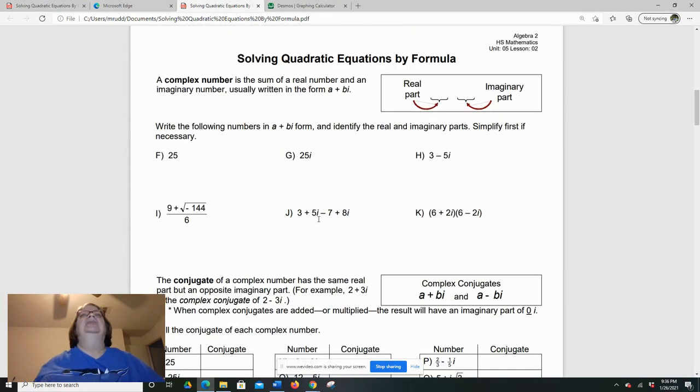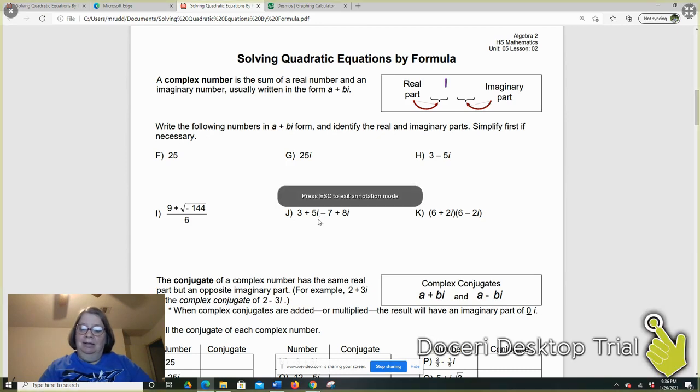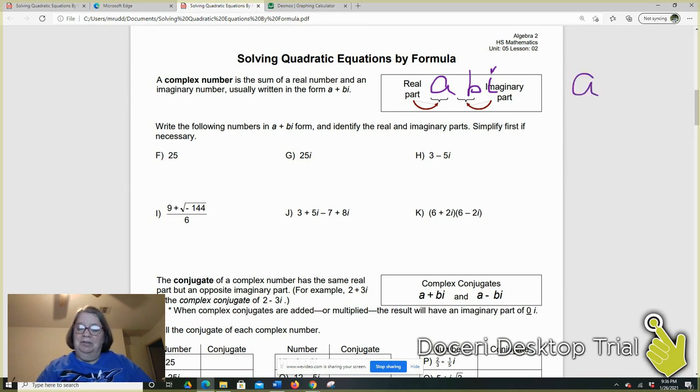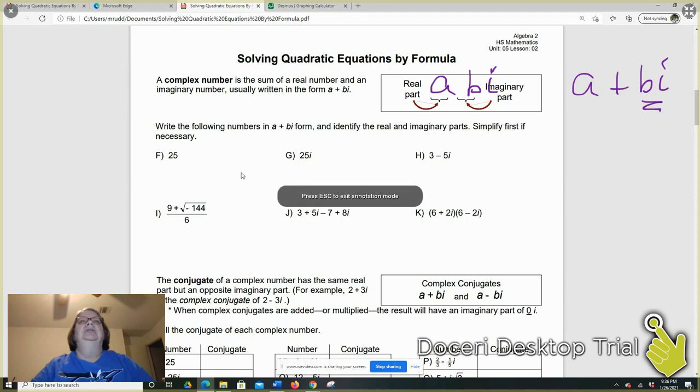A complex number is the sum of a real number and an imaginary number, usually written in the form a plus bi. The real part is the a. The imaginary part is the bi. a is the real part. bi is the imaginary part. You can tell the imaginary part because it has an i with it. It says write the following numbers in a plus bi form. Identify the real part and the imaginary part.